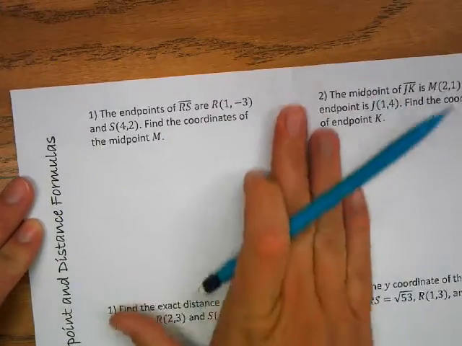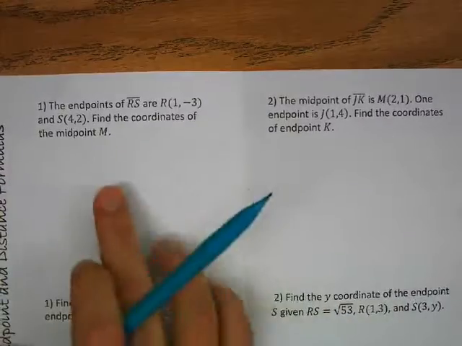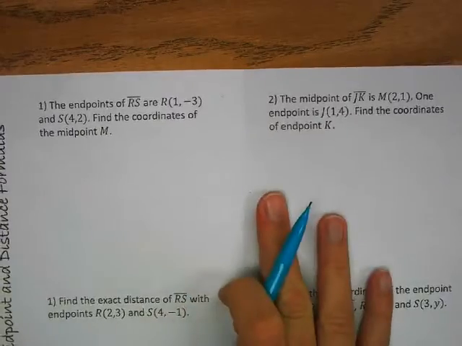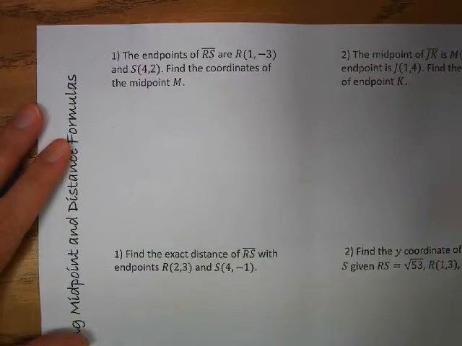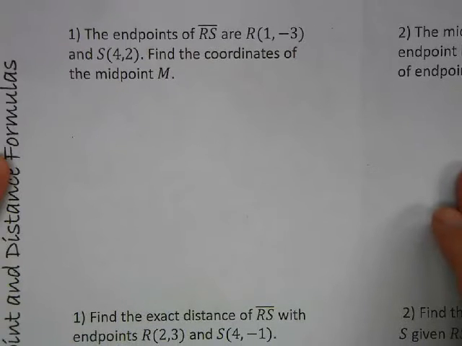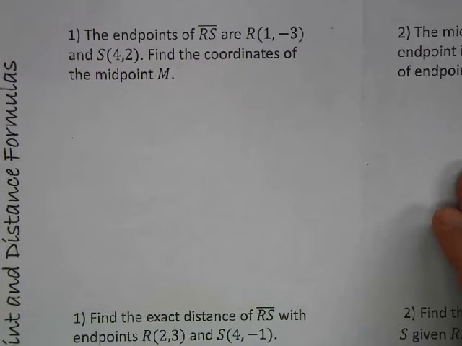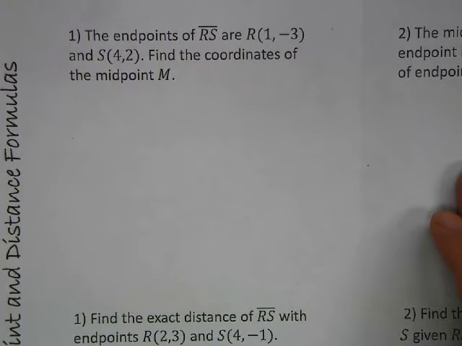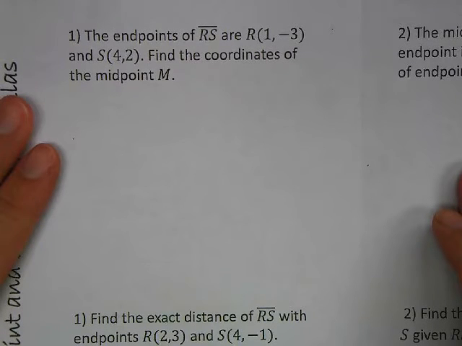So if you open it up, the top 2 examples are using the midpoint formula. So we have endpoints R and S. R has coordinates 1, -3. S has coordinates 4, 2. So you're looking to find the coordinates of the midpoint, which they're calling point M.